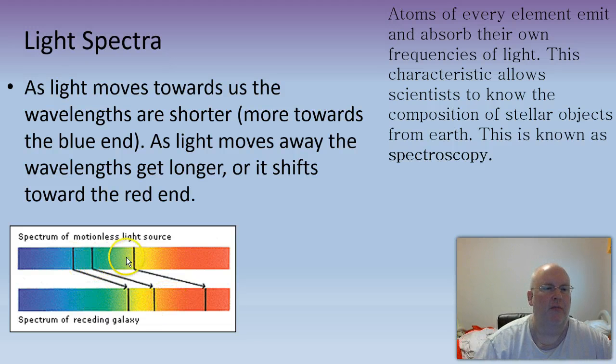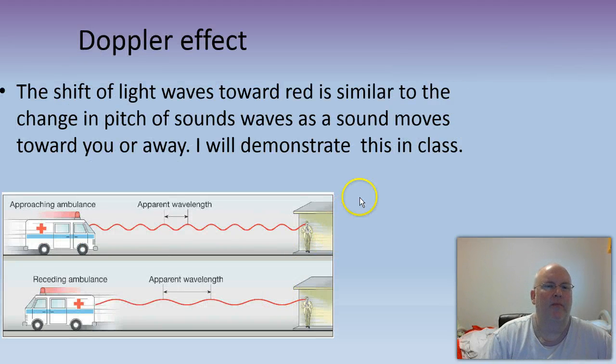So if you look at these three spectral lines in a motionless light source versus a receding, moving away light source, see all lines are shifted towards the right, towards the red end. We call that redshift. So that's based upon a principle called the Doppler effect. And Doppler effect occurs in lots of energy. You've probably heard it in sound waves, and I'm going to demonstrate that audibly, using audio in class.